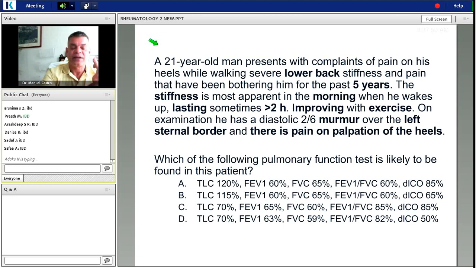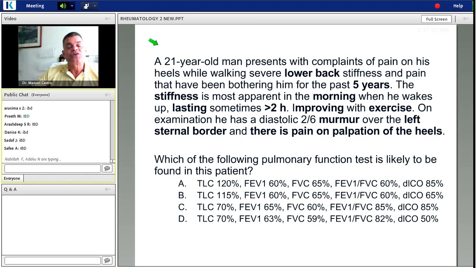Ankylosing spondylitis, psoriatic arthritis, right? Inflammatory bowel disease and reactive arthritis. Always just keep them in mind, okay? They always affect the back and they're related to an inflammatory process. Now, it improves with exercise.